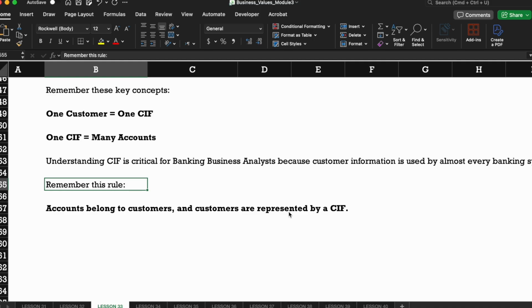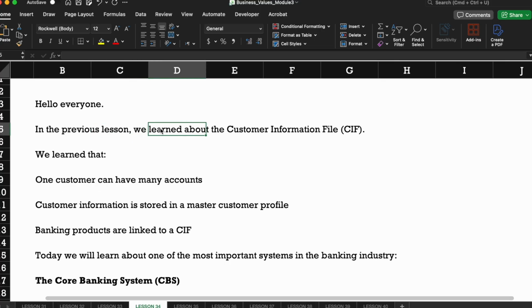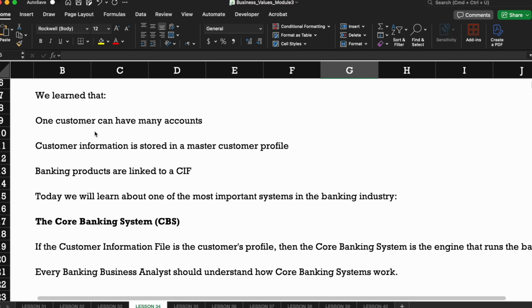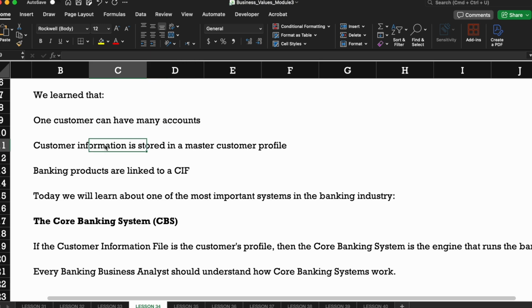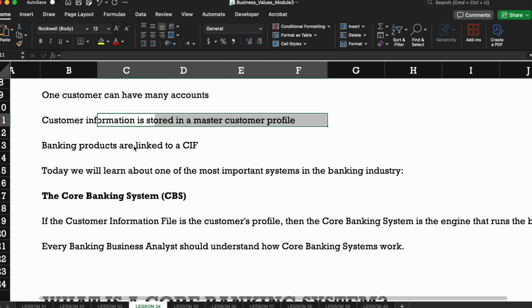Thank you. That's the end of lesson number 33. In this lesson we learned about the customer information file, which is the CIF. So we learned that one customer can have many accounts. Customer information is stored in a master customer profile. The banking products are linked to a CIF.